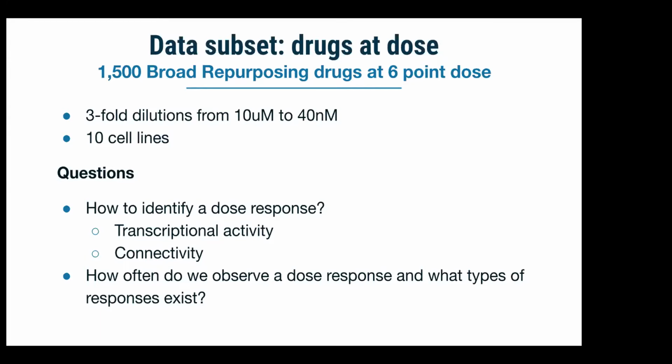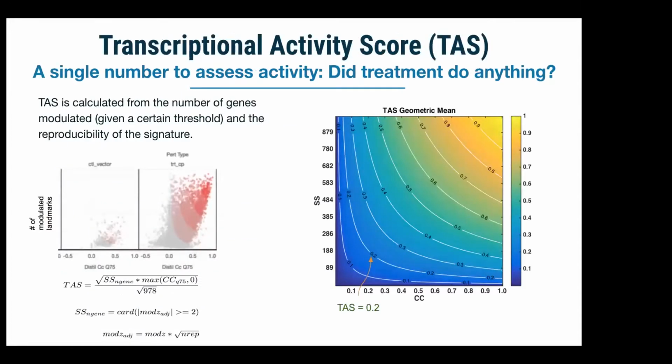One example is about 1,500 compounds that have been profiled at a 6-point dose series in 3-fold dilutions down from 10 micromolar, and that have been done in 10 cell lines. So it's a pretty dense subset of the data set where this data has been made systematically. Some questions we might ask of this are: how might we identify a dose response if there is one? And that can be done using transcriptional activity. And how often do we observe such types of dose response, and what types of responses exist? We've taken a first pass at trying to answer some of these, but it's useful for others to think about how they might do that as well.